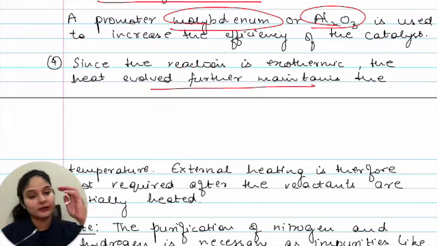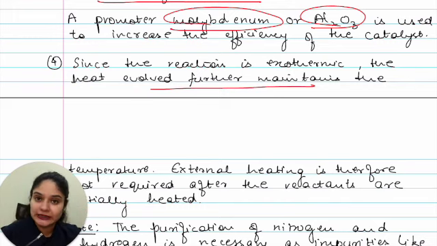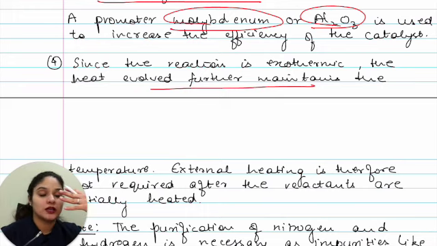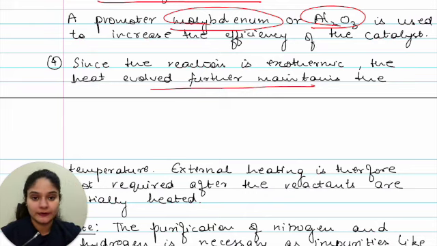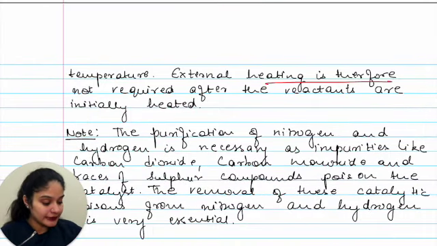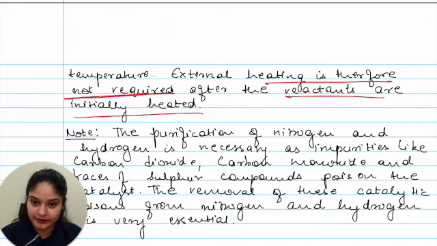So what do they mean? They do not keep giving in the heat. As the reaction proceeds, the heat that was evolved is eventually used in the proceeding of the reaction further. So you do not need to keep giving it heat. It is a sustainable reaction. Whatever heat is produced, it continues the reaction further. External heating is therefore not required after the reactants are initially heated.